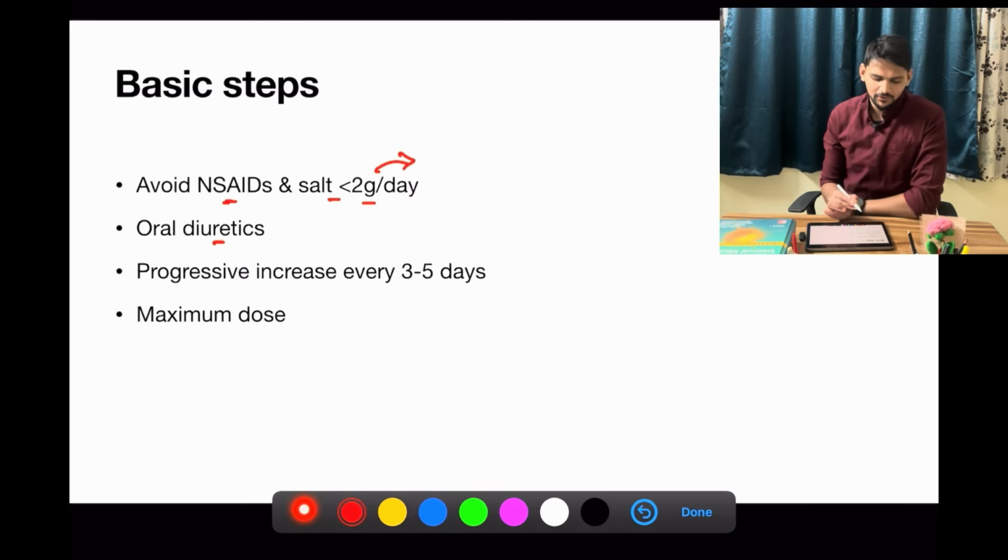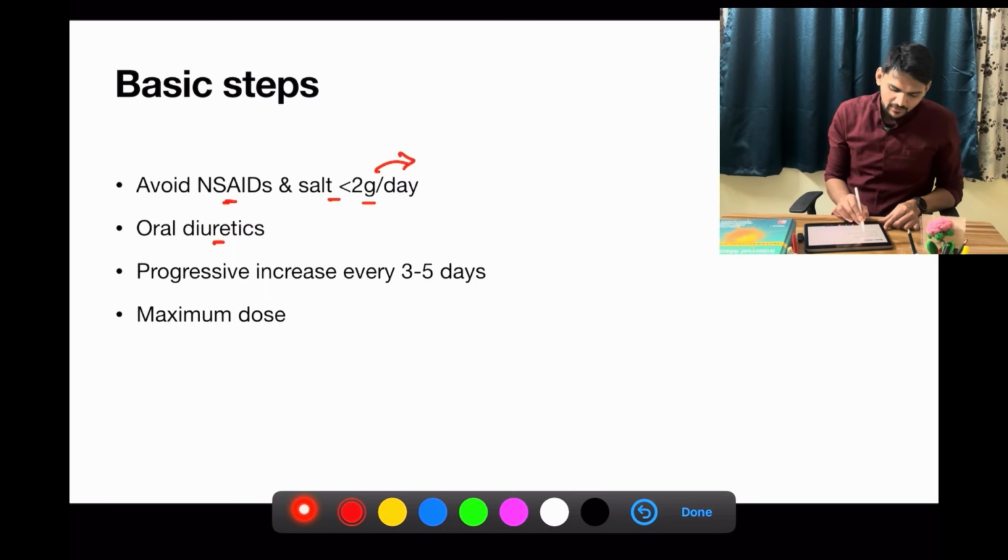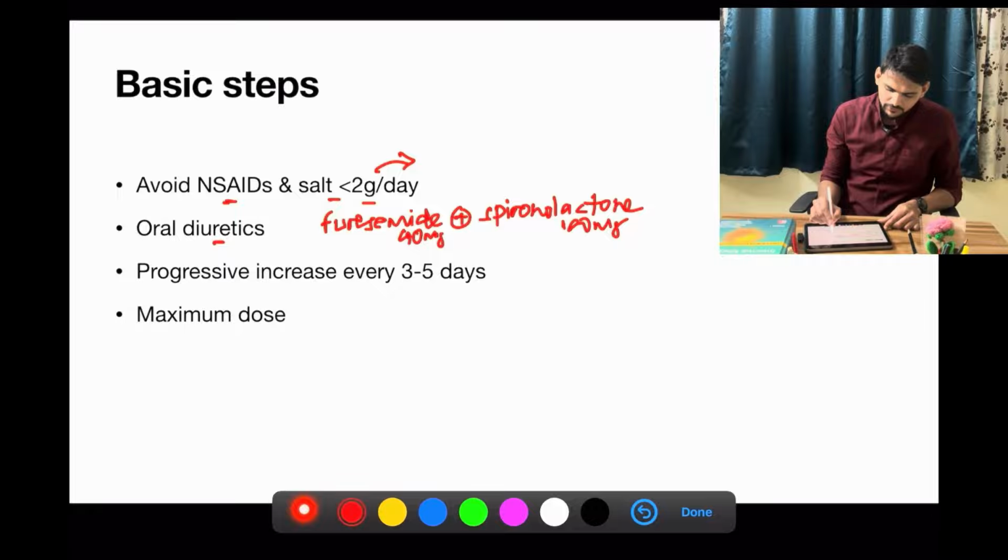Then we have to start on oral diuretics. Here usually what we can do is the initial dose, mainly we will use furosemide plus spironolactone. This all of you might be knowing already. So the initial dose of these two medications will be spironolactone 100 mg, furosemide 40 mg we have to start. Usually we will advise it to give once daily orally. This is the first point.